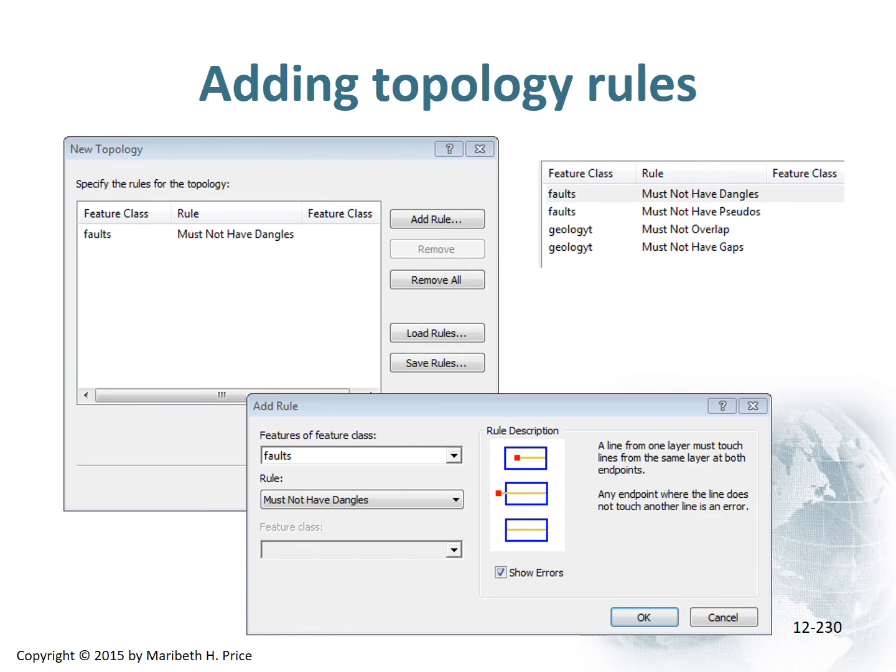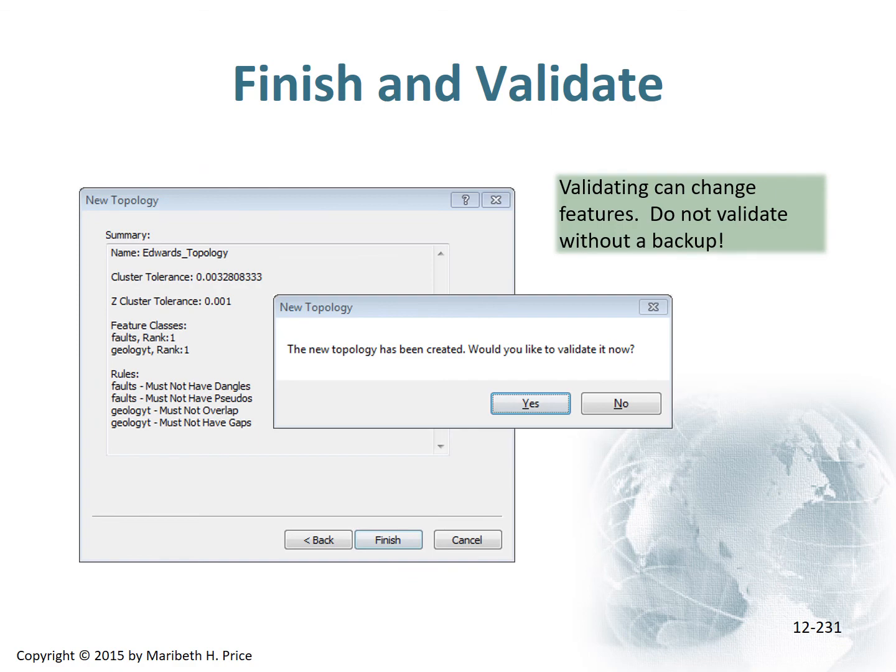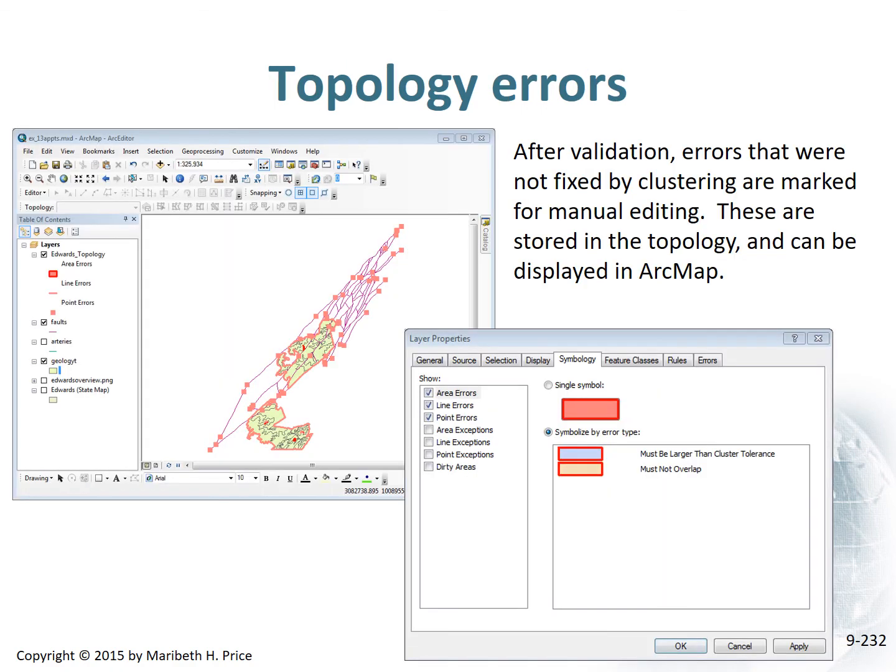Adding topology rules, pretty straightforward. You just select the type of rule and add it in. Once you finish, you validate it. Once you validate it, it gives you everything in red that potentially has problems, and you go back and fix them.